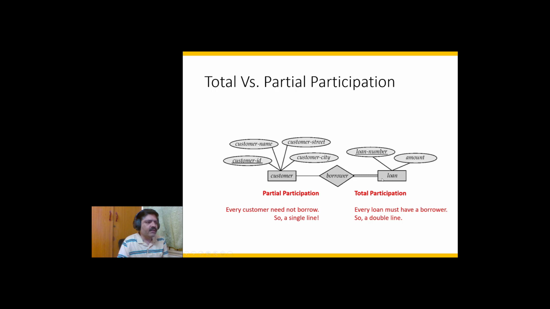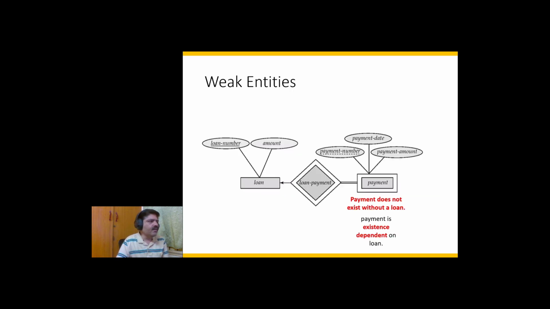So we have total participation, which is denoted using a double line, and a partial participation denoted using a single line. There are entities which are existentially dependent on another entity. For example, there is no payment without a loan. If that is the case, then we say payment is a weak entity, and payment is always identified along with the loan information. So we need a loan number, and then we need a payment number to uniquely identify the other attributes of payment.